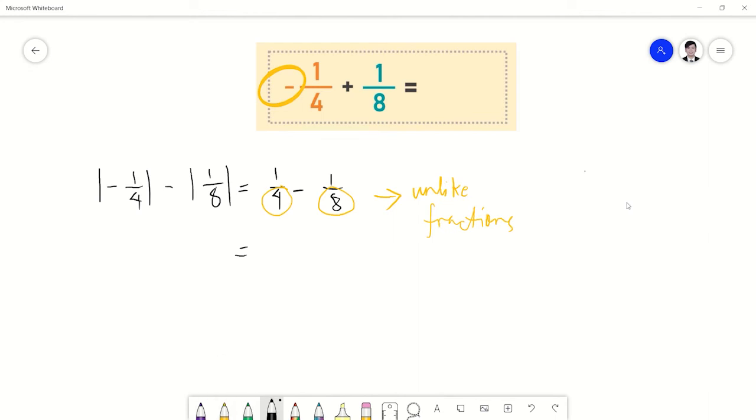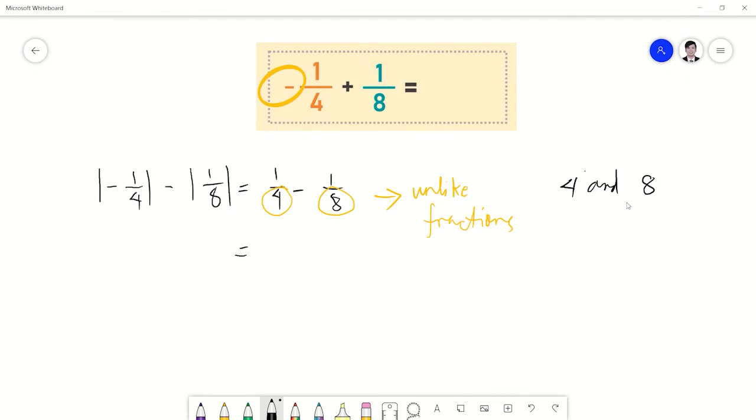4 and 8. By the way, why are we finding the LCD? Because our goal here is to make sure that we will be able to write 1/4 and 1/8 as equivalent fractions so that both of them will become like fractions. So we're trying to transform the two fractions so that they will have the same denominators. But we're still dealing with the same numbers, 1/4 and 1/8.